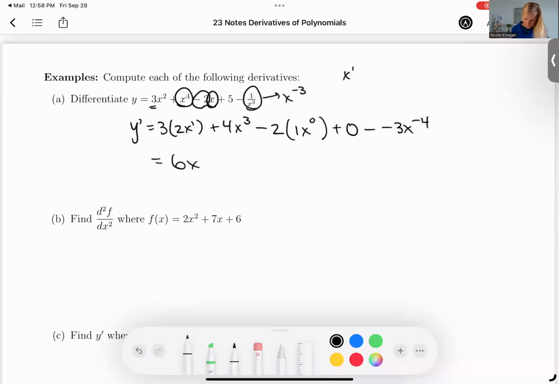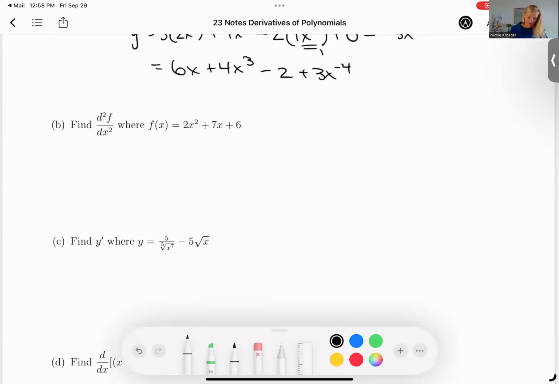We're going to get 6x plus 4x cubed. X to the 0 is just 1, so we're just going to have minus 2, and then we're going to have plus 3x to the negative 4. Okay, so we're just finding the derivatives of the pieces individually and then combining them together.